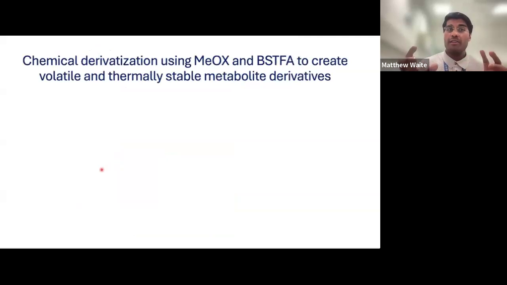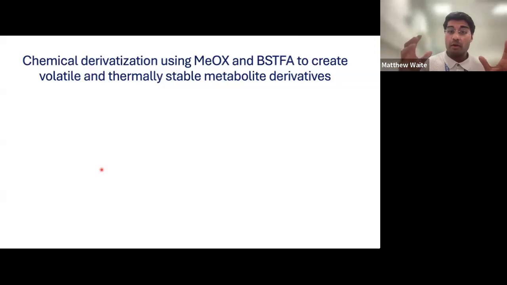Now, once you've got your dried sample, the next step is derivatization. And why do you need to derivatize? Well, for two reasons. Number one, to make the compounds volatile, but also to make them thermally stable. And I cannot stress the importance of that enough. And it will become apparent shortly.